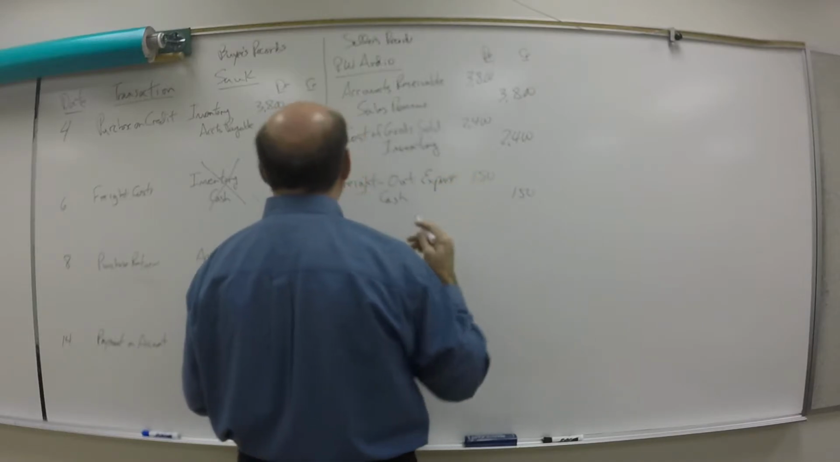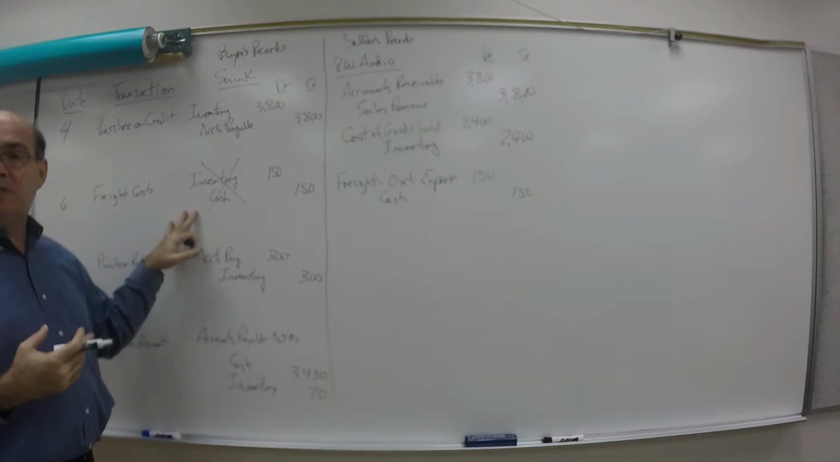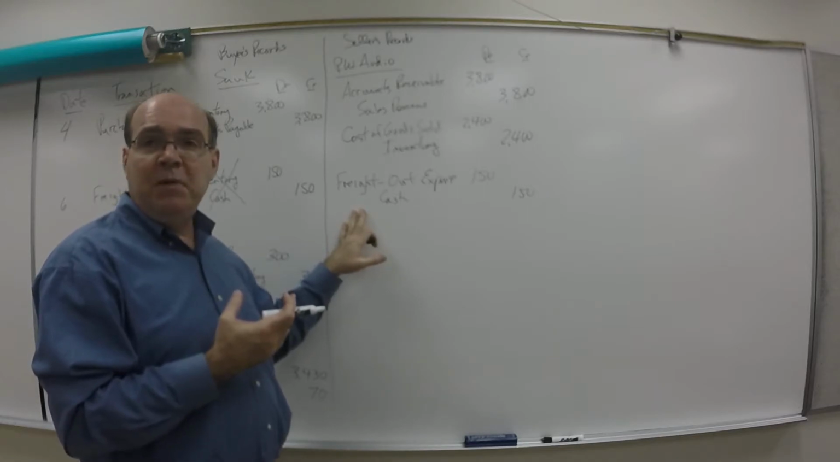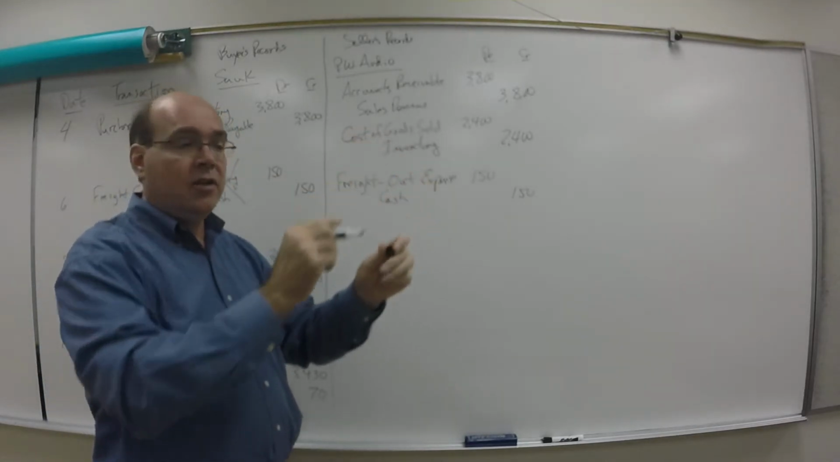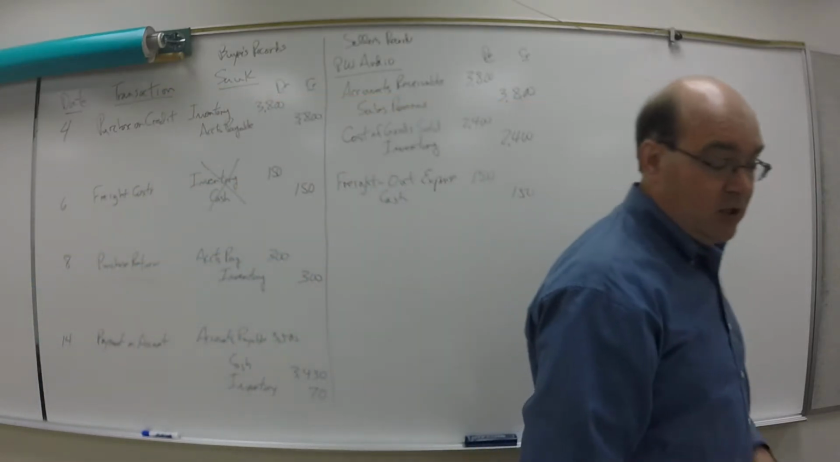It confuses people. If you're buying it and you're paying for freight, it gets added to your inventory because it's a part of the cost of getting your inventory to you, so you have it available. But if you're selling it and you're paying the freight, it's an expense because the cost of getting it to your customer doesn't have anything to do with the inventory. It has to do with the selling part. So that's one of the differences.